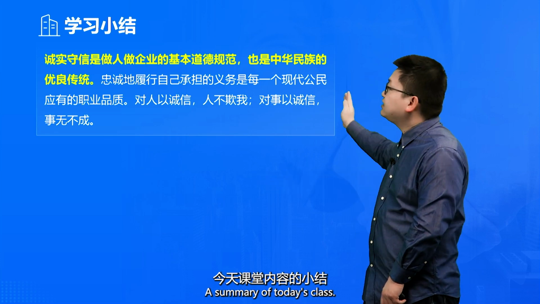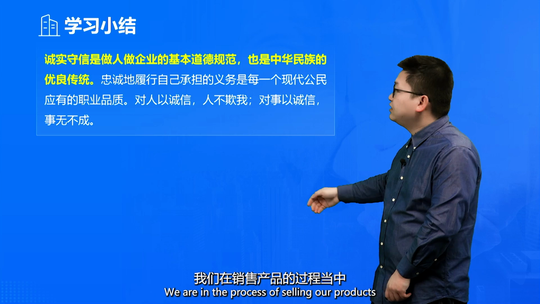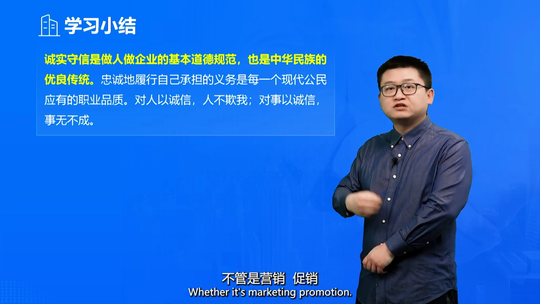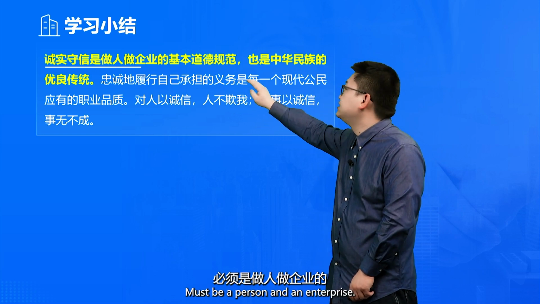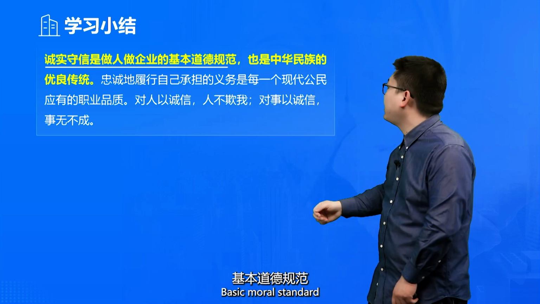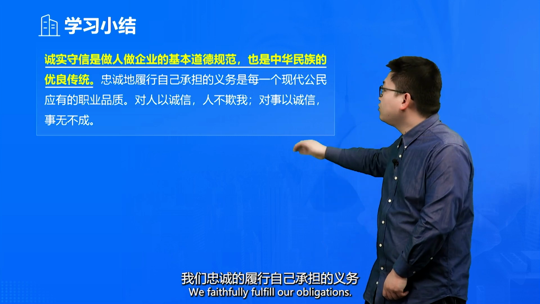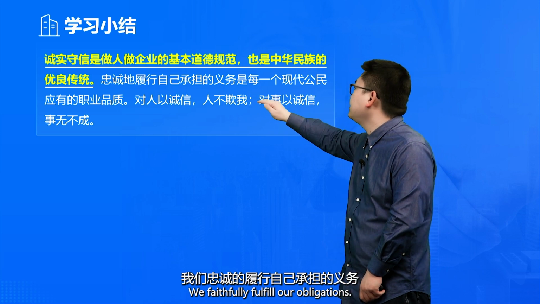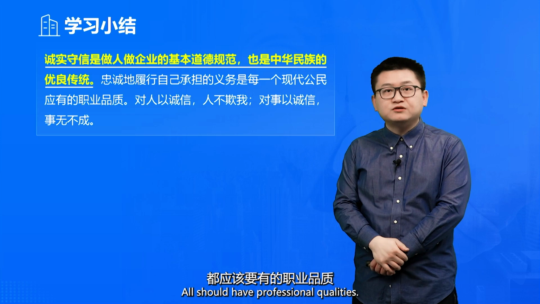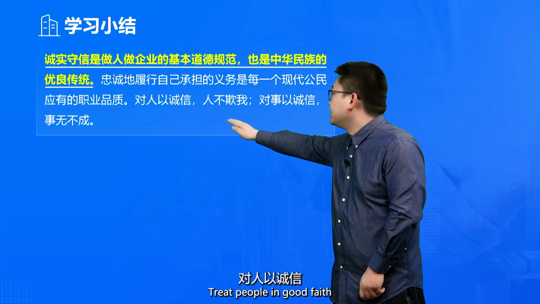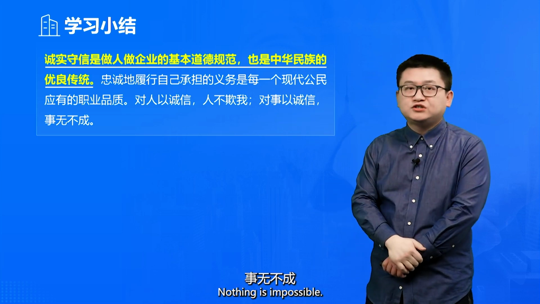Let's take a look at a summary of today's class. First, we need to understand that in the process of selling our products, whether it's marketing or promotion, honesty and trustworthiness must be the basic moral standard of a person and an enterprise. It is also a fine tradition of our Chinese nation. Faithfully fulfilling our obligations is a professional quality every modern citizen should have. Treat people in good faith. People don't deceive me. Be honest with things. Nothing is impossible.